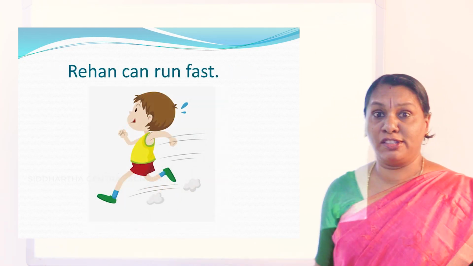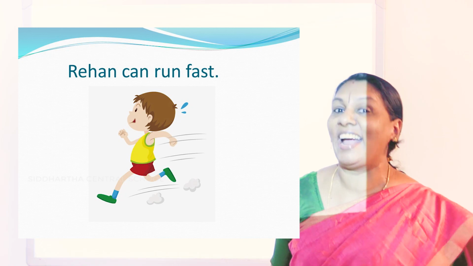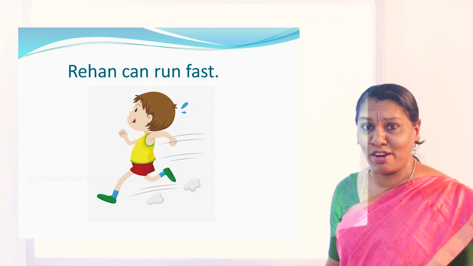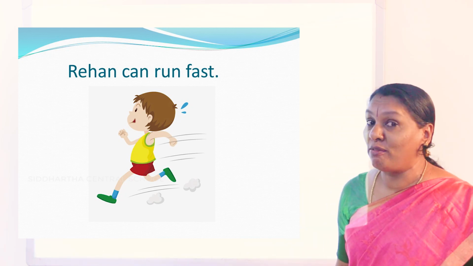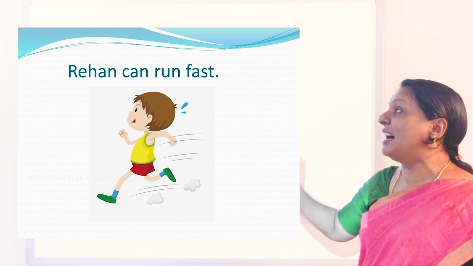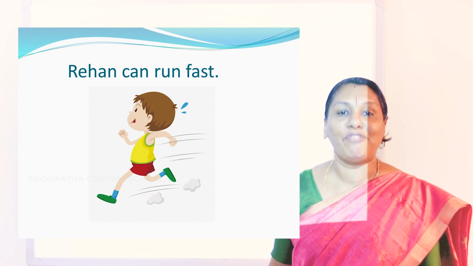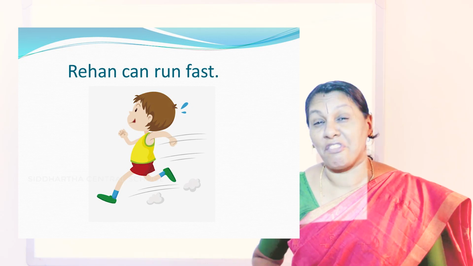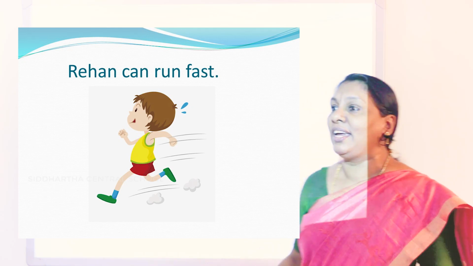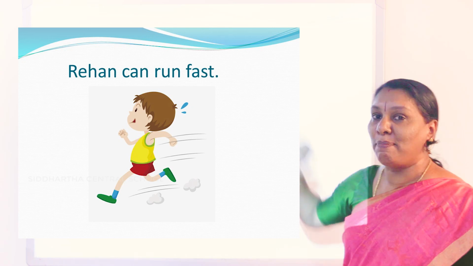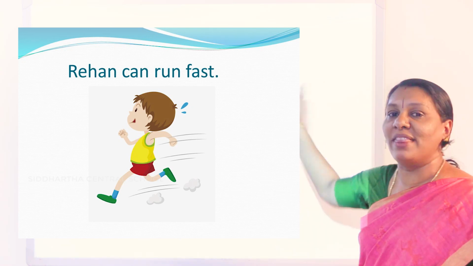Look at this picture. This is a boy. His name is Rehan. What is the speciality of Rehan, children? You all will run, no? But here, Rehan can run fast. This sentence gave us the information about Rehan who can run very fast. Here also I have started with a capital letter and ended with a full stop.